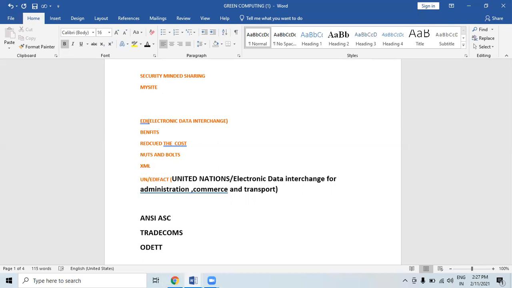Then EDIFACT standard. This is a standard for organization for data exchange, organization for data exchange by transmission.